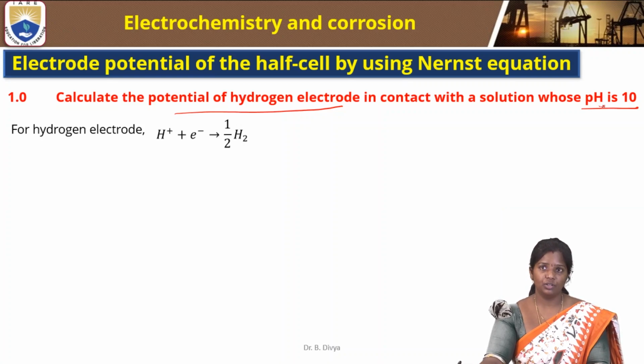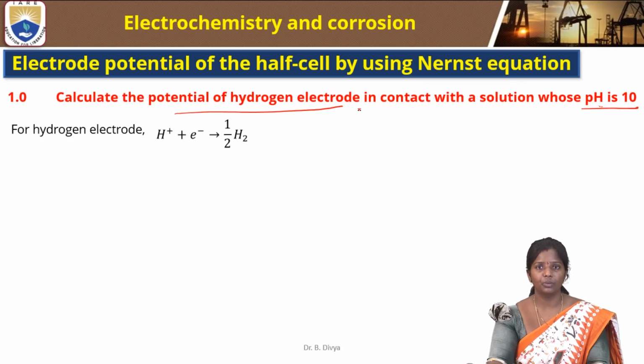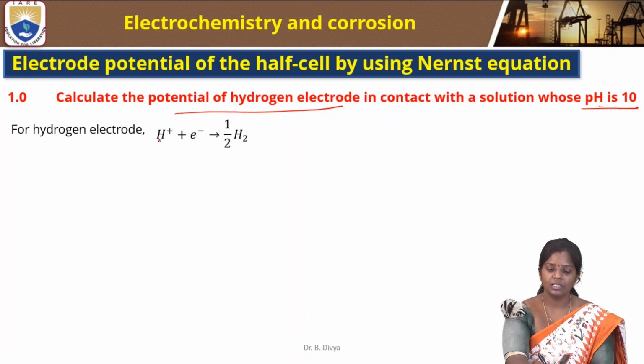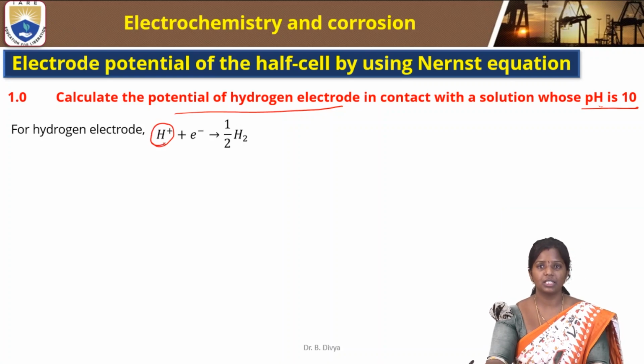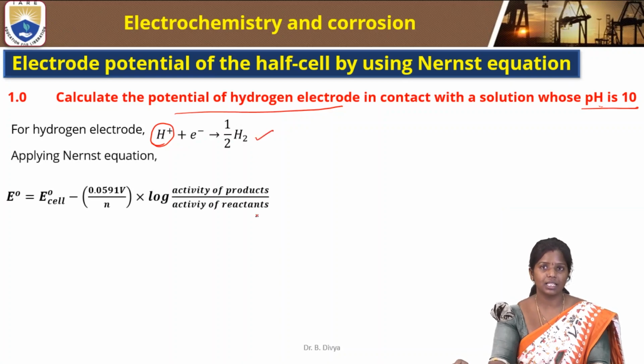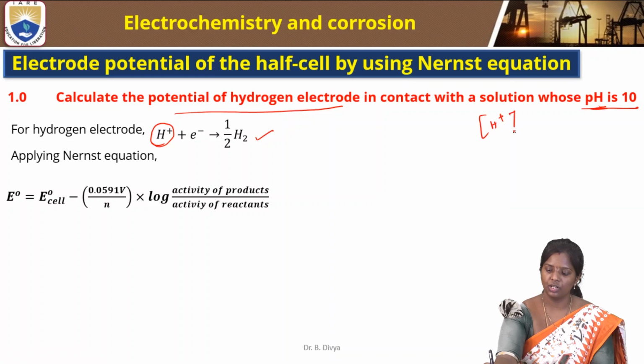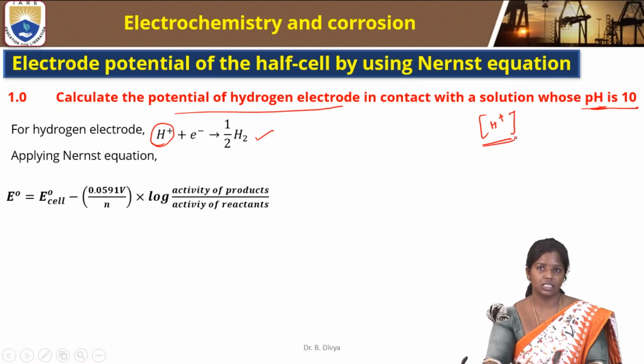For any hydrogen electrode, when they give a hydrogen electrode, we immediately have to write down the equation for the hydrogen electrode. H plus ions are always present, and they take up the electrons and form hydrogen gas, so this hydrogen gas is evolving. So we apply the Nernst equation. Why are we taking the Nernst equation only? Because pH is given, the negative logarithm of H plus ions. H plus ion concentration is nothing but pH, so we have to take this into consideration.